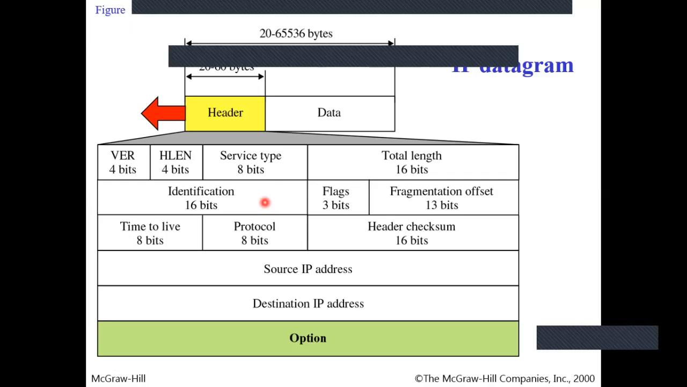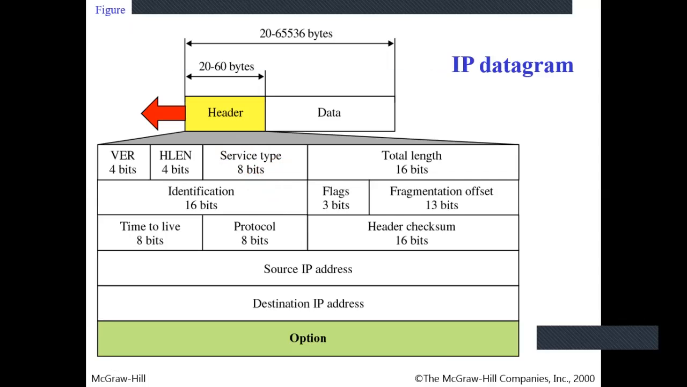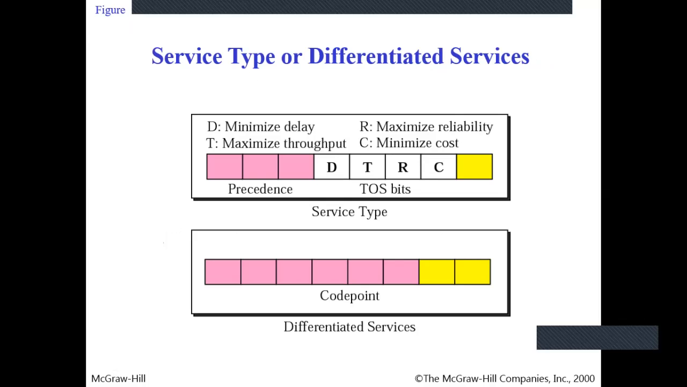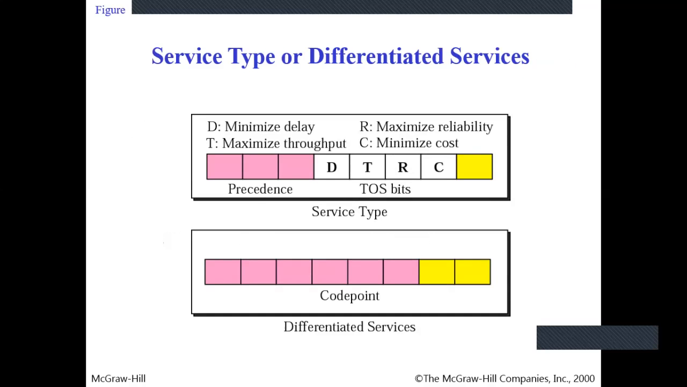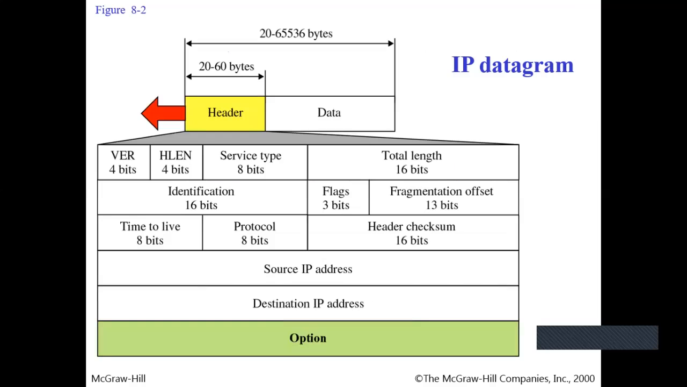Now the next field is the service type field. Clear? Okay, we come to the next slide. This is the service type field. That particular service type field contains the types of services provided by IPv4. The length of this service type field is 8 bits.